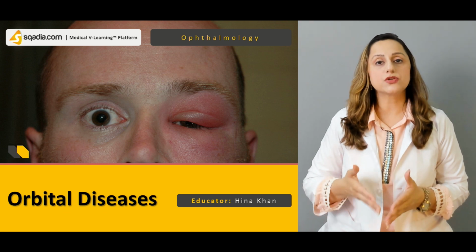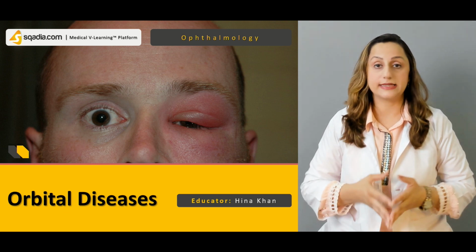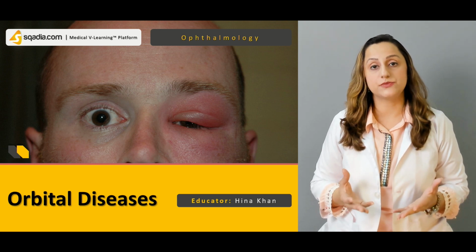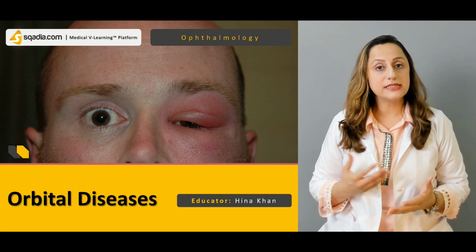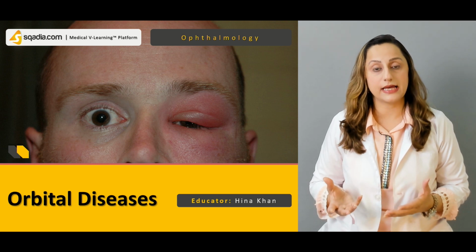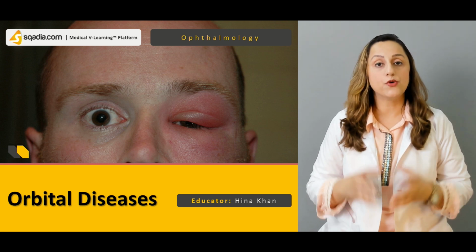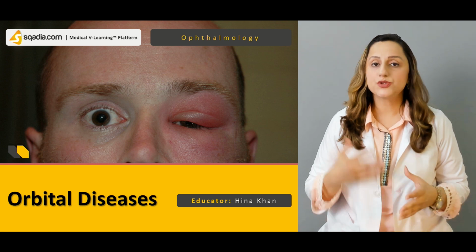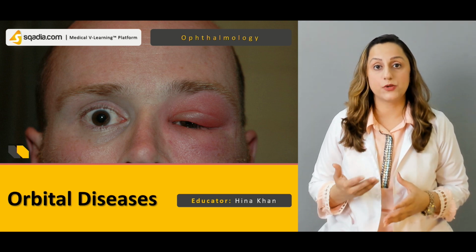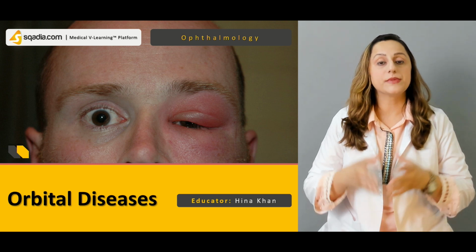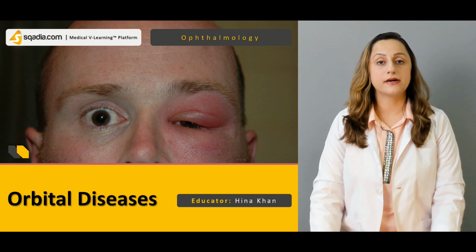The contents of the orbital cavity can get infected, they can be subjected to trauma, they can be subjected to multiple infectious states, and that would result in the differentiation of the anatomical features of a normal orbital cavity. So to get to know the diseases that involve the orbital cavity, one should know the anatomical features.